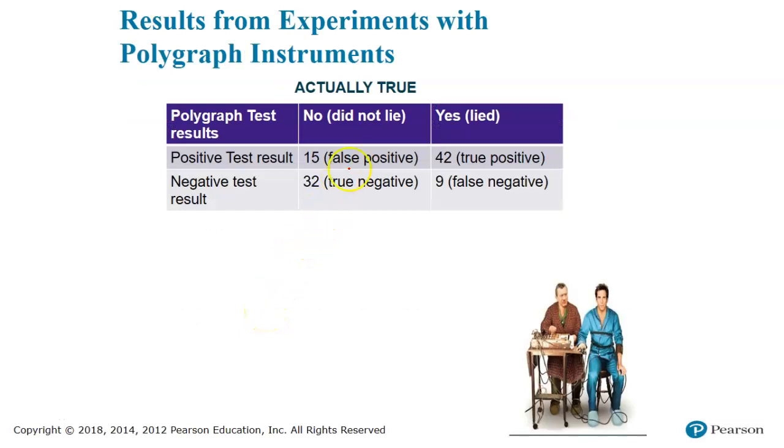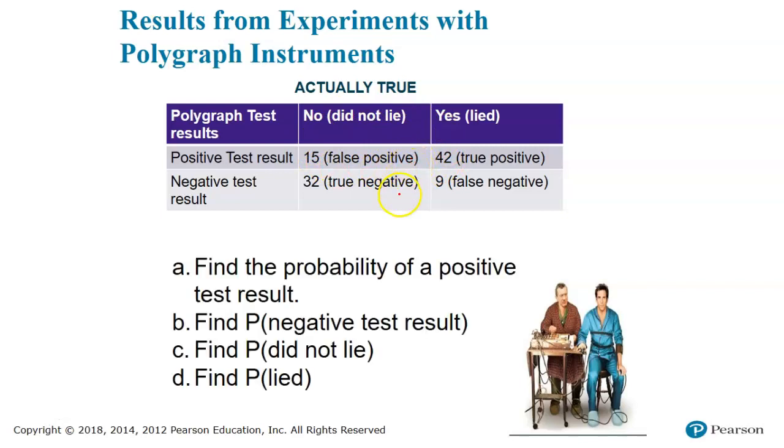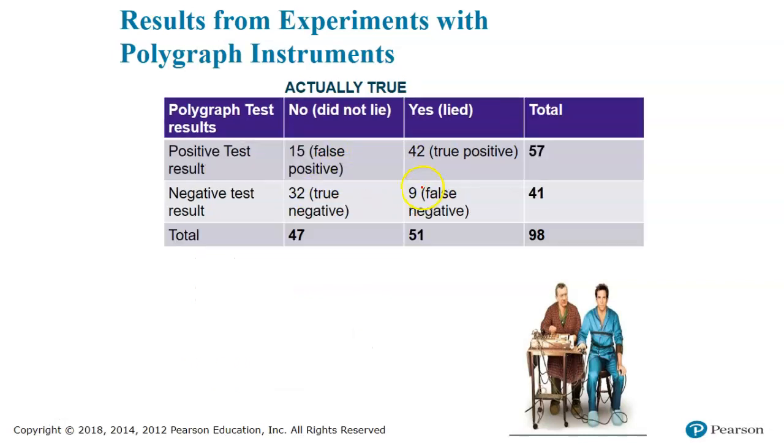Okay, I have just a couple examples here. The first one, if we're going to use a table to find some different probabilities, the first thing I would suggest doing is totaling the table in each direction.